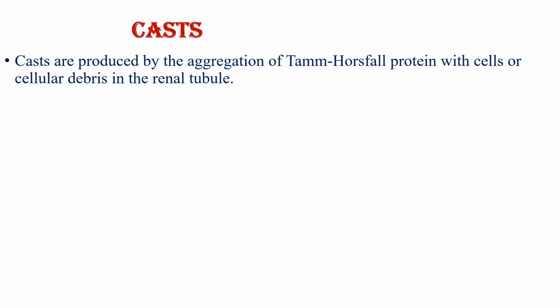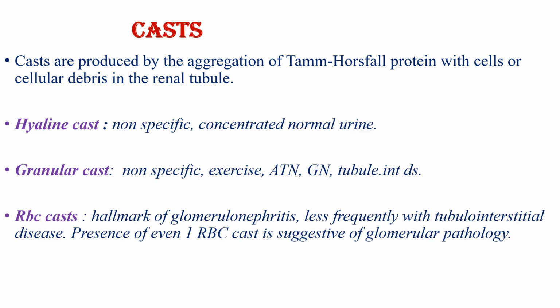The next is casts. Casts are produced by the aggregation of Tamm-Horsfall protein with cells or cellular debris in the renal tubule. Hyaline casts are non-specific, and granular casts are also non-specific. Hyaline casts can be caused by concentrated normal urine, and granular casts can be caused by exercise, acute tubular necrosis, tubulointerstitial disease, and also glomerulonephritis. RBC cast is the hallmark of glomerulonephritis. It is less frequently seen with tubulointerstitial disease, and the presence of even one RBC cast is suggestive of glomerular pathology.